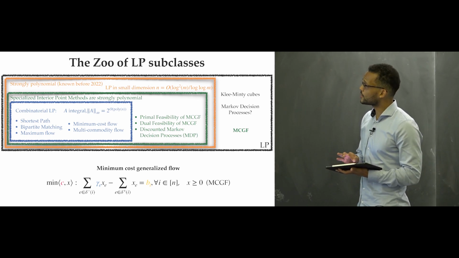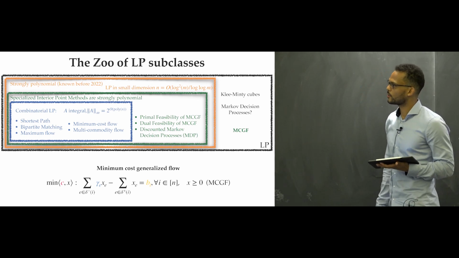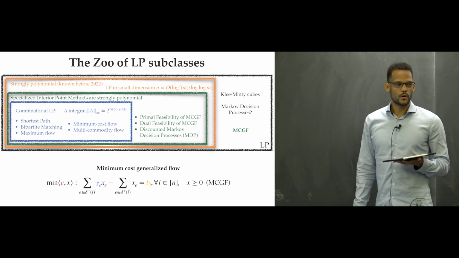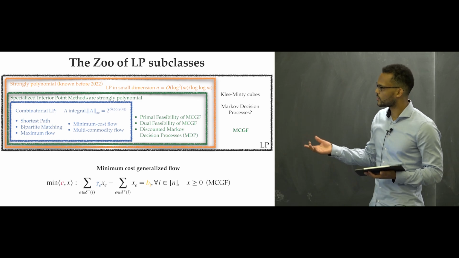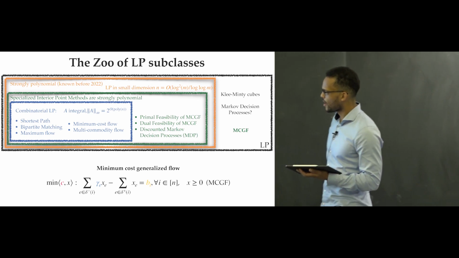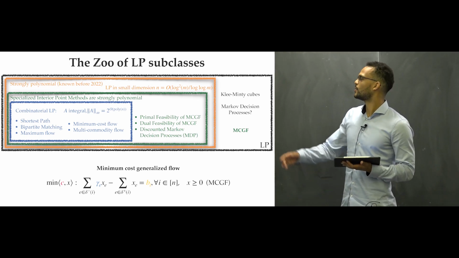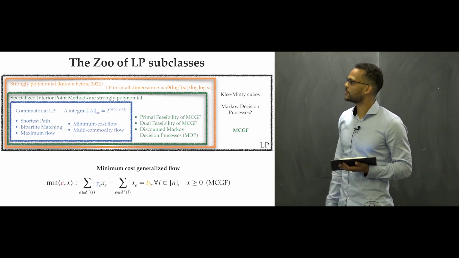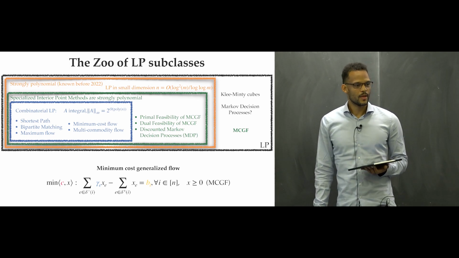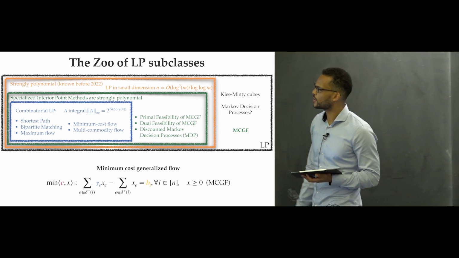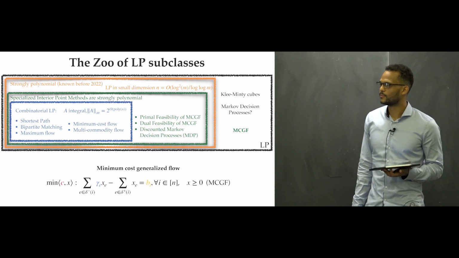What else? Markov decision processes are still unclear today. We don't have a strongly polynomial time algorithm, and we do not know whether interior point methods solve them in strongly polynomial time. And in 2022, there was the introduced minimum cost generalized flow problem, for which essentially our paper that I'm presenting today shows that not only can you do it in strongly polynomial time, but the algorithm that we had in 2022, the interior point method, does it in strongly polynomial time. Okay.